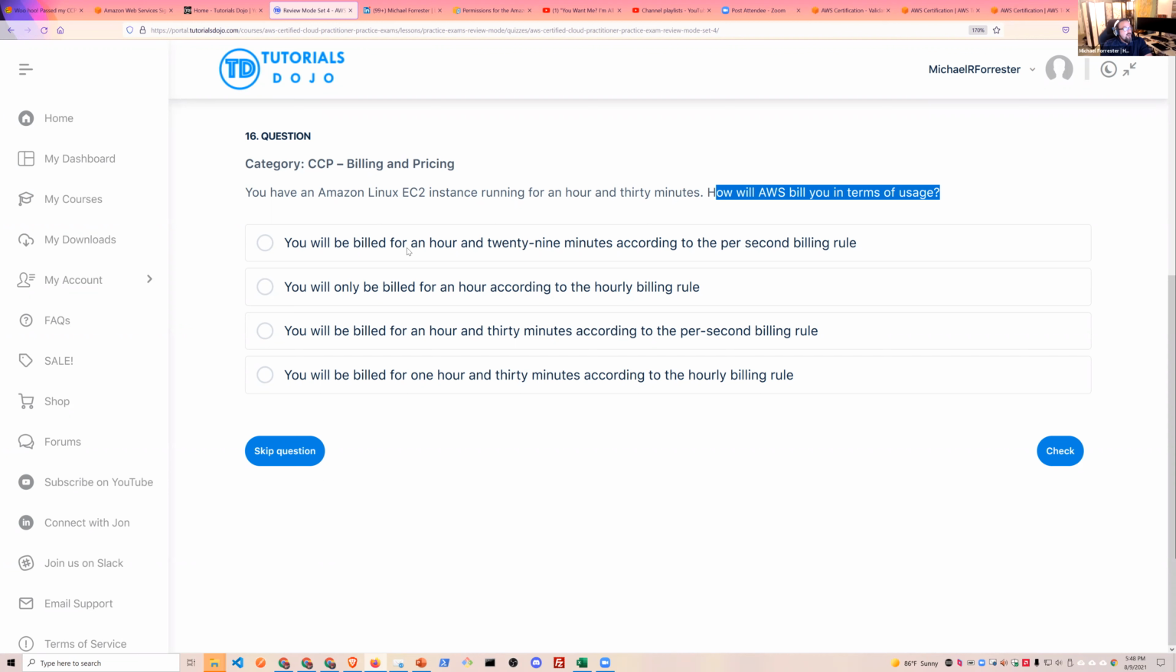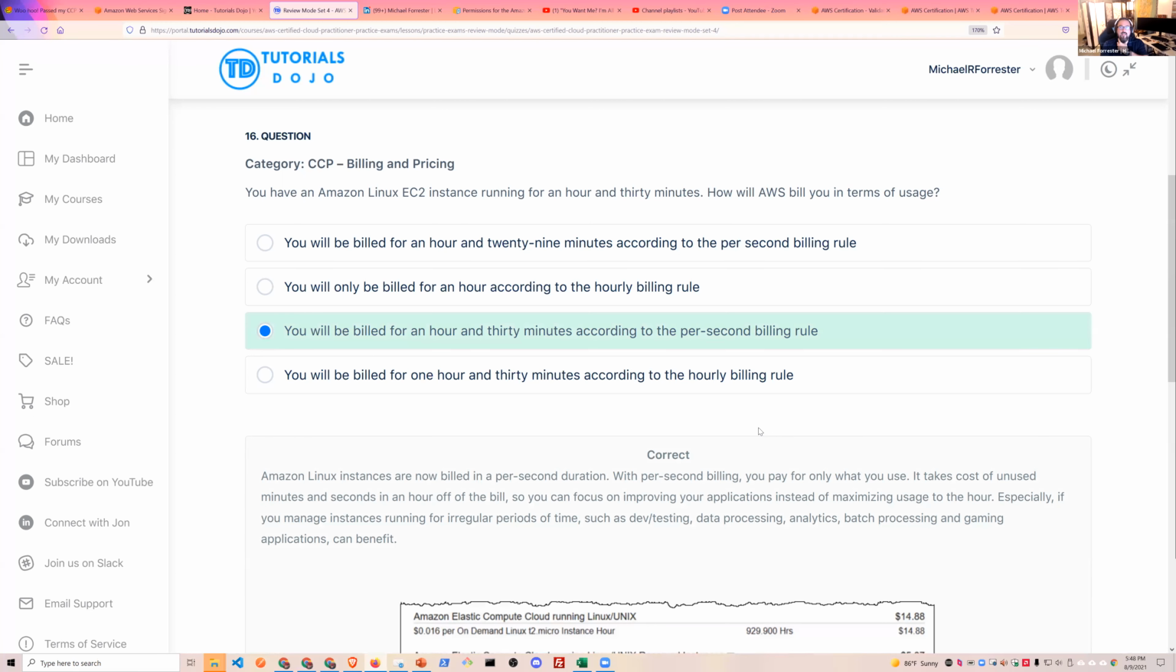So here, 1 hour and 29 minutes, that doesn't make any sense. You build for 1 hour according to the hourly billing rule. No, you'll be billed for 1 hour and 30 minutes according to the hourly billing rule. No, you'll be billed 1 hour and 30 minutes according to the per second billing rule. That's actually the right answer, right?